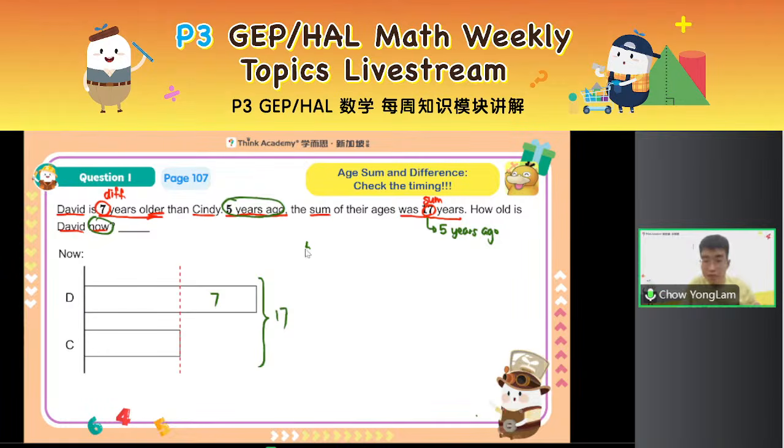From 5 years ago, right? Let me write it down. From 5 years ago, I want to reach now. How many years will each person's age increase by? It will increase by, right? So does that mean I should just do 17 plus 5?